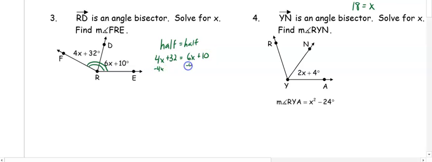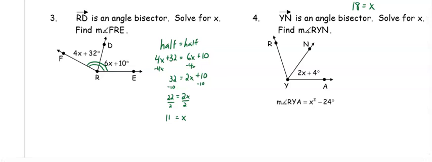We can subtract 4x from both sides. 32 is equal to 2x plus 10. Subtract 10 from both sides. 22 is equal to 2x. When we divide by 2, x is 11. Now we are looking to find the measure of angle FRE, so that is those two angles put together. So I'm going to put 11 into both angles.